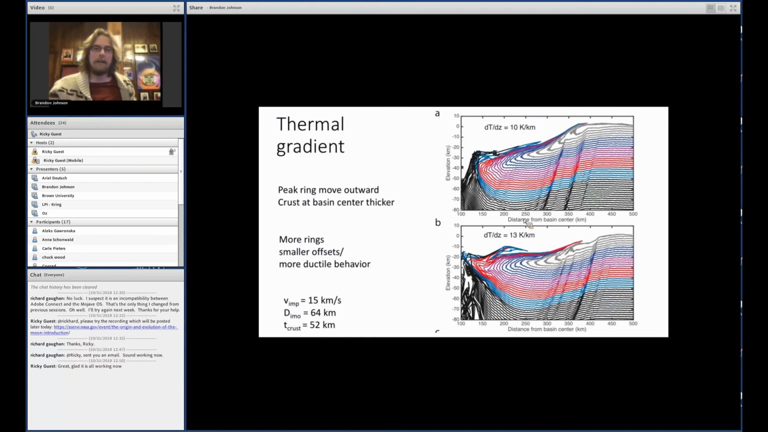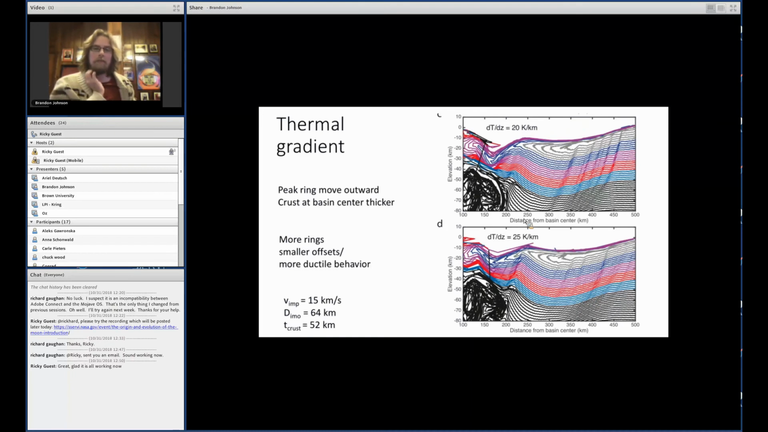As we increase that thermal gradient, where the peak ring forms moves outward, but we also see that what we were initially saying were rings, we start to see more of them, and there's not as much offset, so we're getting more and more ductile behavior, which again is maybe not unexpected, but it's really cool because we can potentially use the formation of multiring basins and these kinds of simulations to get an idea of what the temperature depth structure of the Moon was at the time these basins were forming.